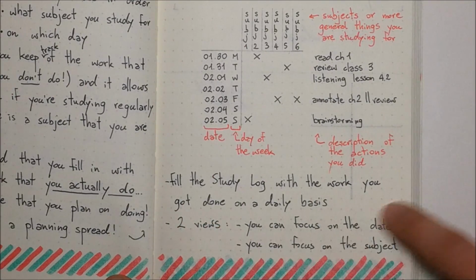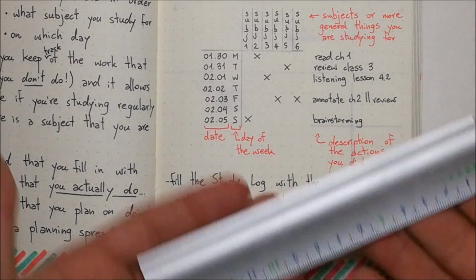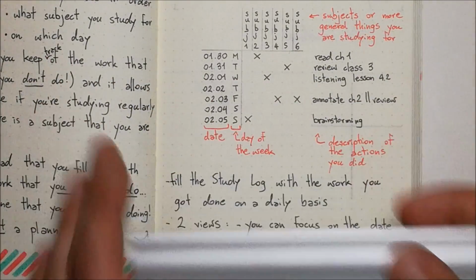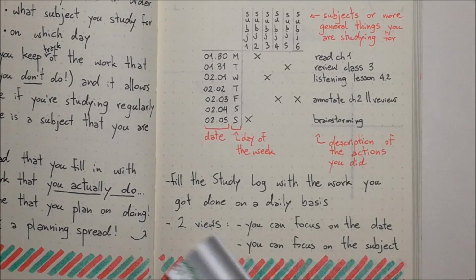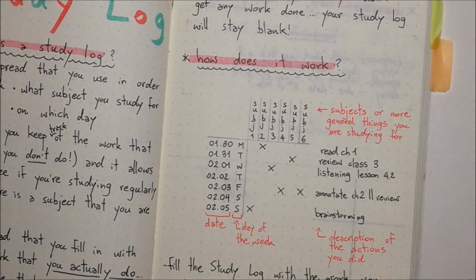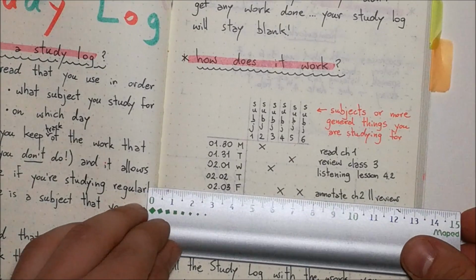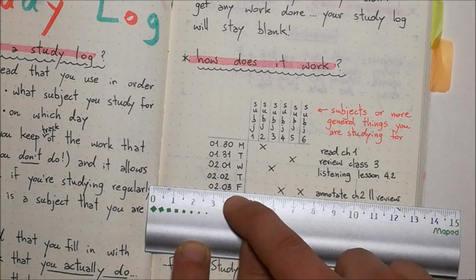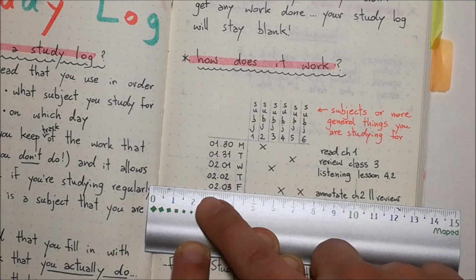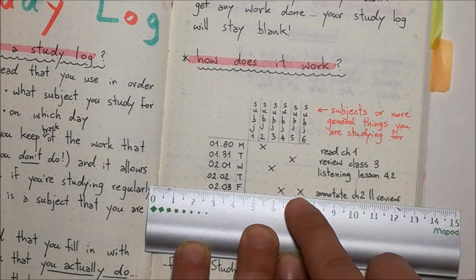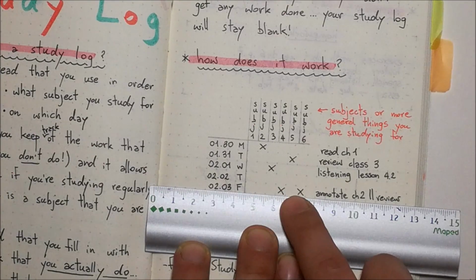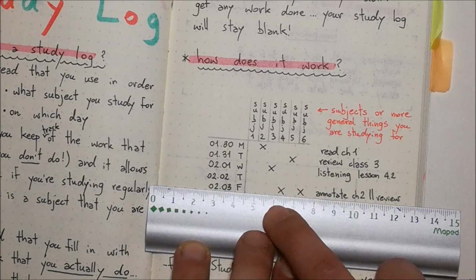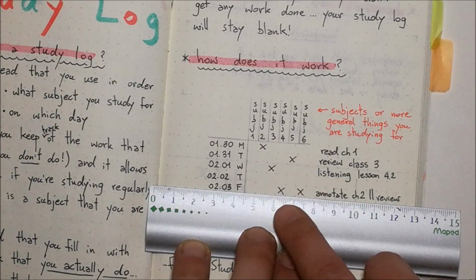You can either focus on the date or on the subject. I'm going to use my ruler to give you an explanation of what I mean by that. So if we want to focus on the date, let's say, for example, the 2nd of February, you can see very clearly what you worked on that day. On the 2nd of February, you worked on these two subjects right here, subject 4 and subject 6. And you did some annotation for your subject 4 and some reviewing for your subject 6.